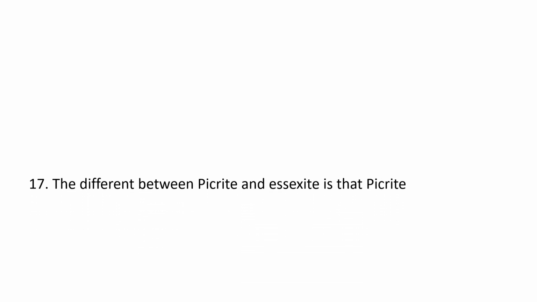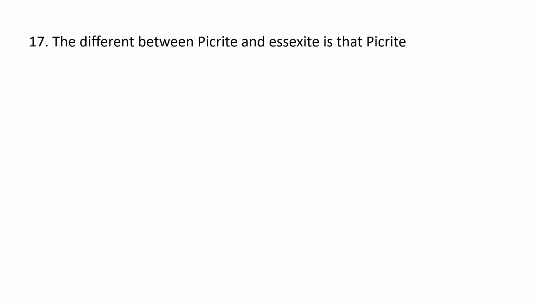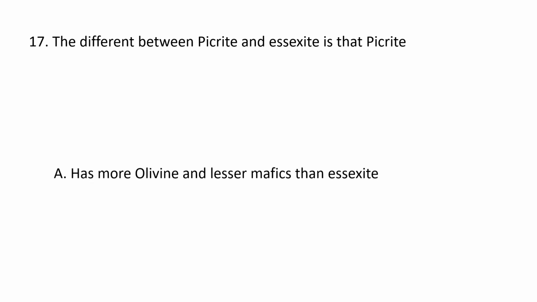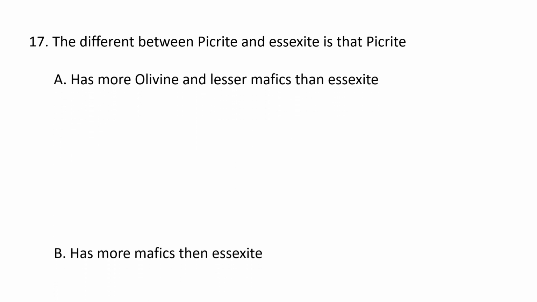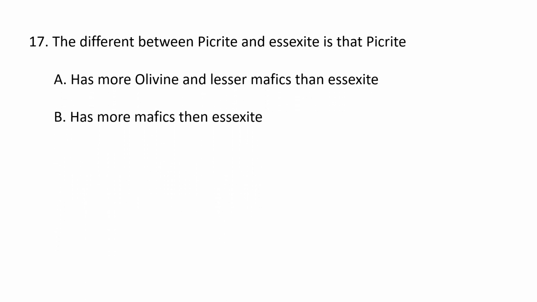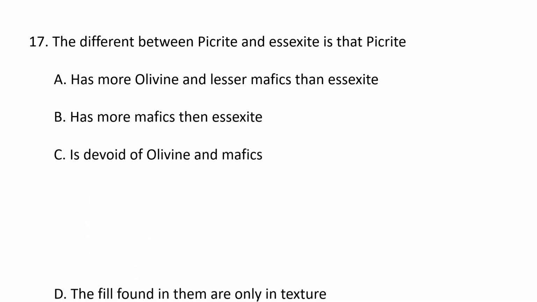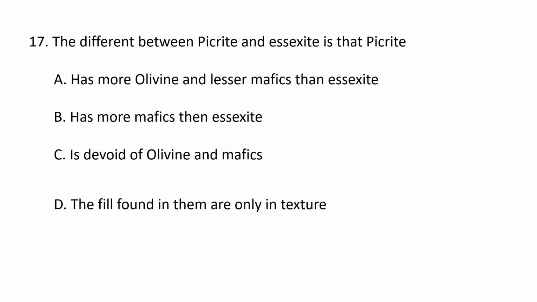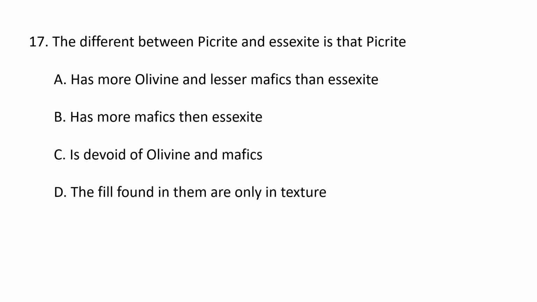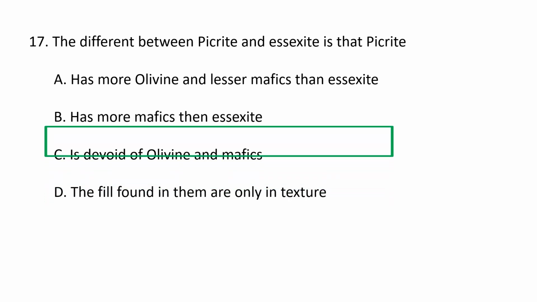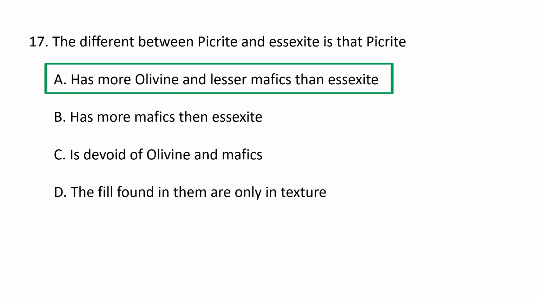Next question. The difference between picrite and essexite is that picrite: A. has more olivine and lesser mafics than essexite, B. has more mafics than essexite, C. is devoid of olivine and mafics, and D. the difference found in them is only in texture. So the difference between picrite and essexite is that picrite has more olivine and lesser mafics than essexite. So A is the correct option.